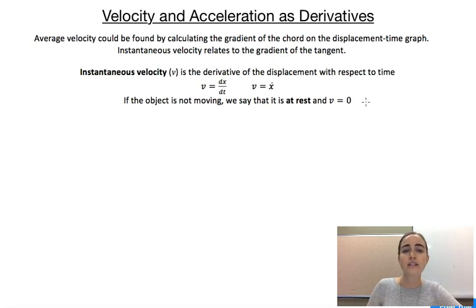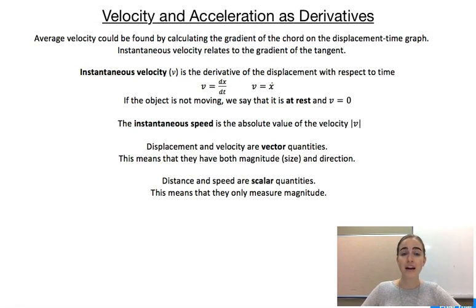The other thing we need to know is that if an object is not moving, we say that it is at rest, or that velocity is equal to 0. So we know that velocity and speed are related. So instantaneous speed is going to be the absolute value of the velocity. So we'll find the velocity first and then take the absolute value.